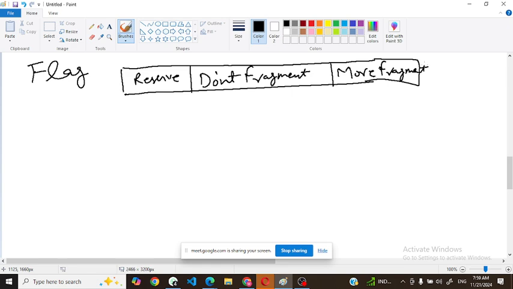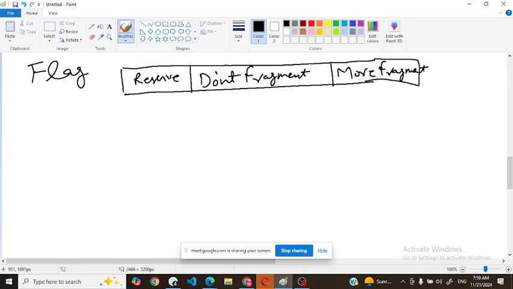Sync, ack, set, reset, window size, urgent pointer, CWR, ECE, and checksum.